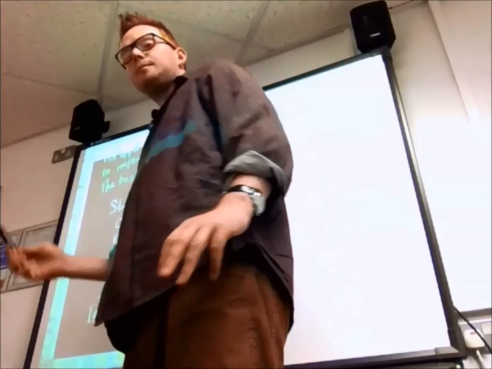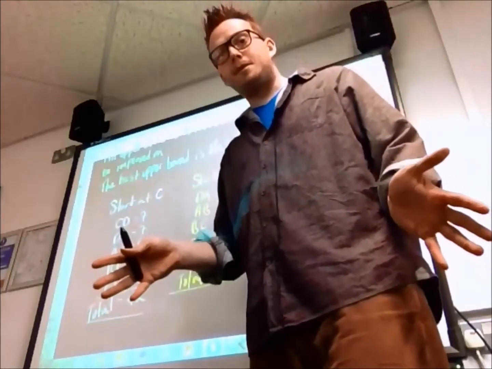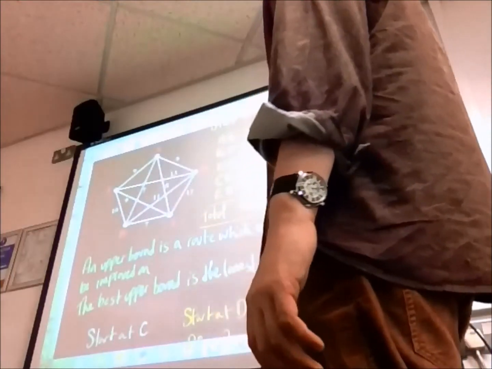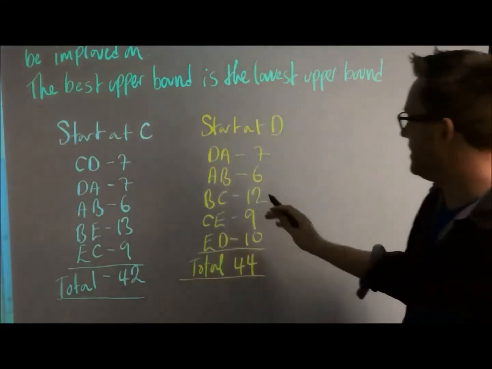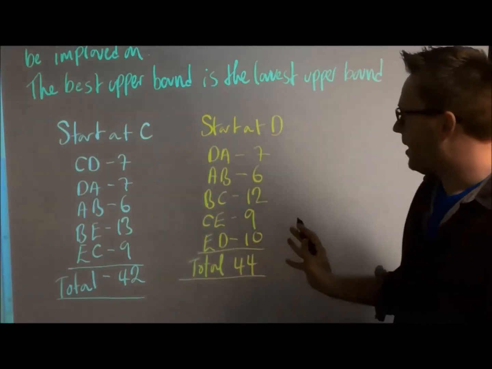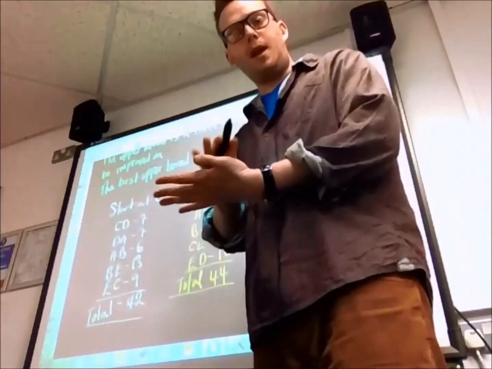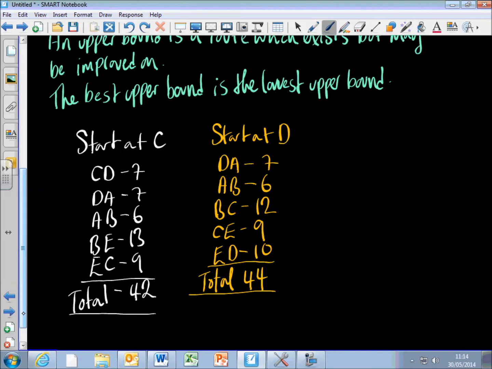Now, out of all of the routes that I've done, starting at A we got 42, starting at B we got 42, starting at C we got 42, and starting at D we got 44. These are all upper bounds for the route, but the best upper bound is the smallest, the lowest upper bound. So the best upper bound for us so far is 42.